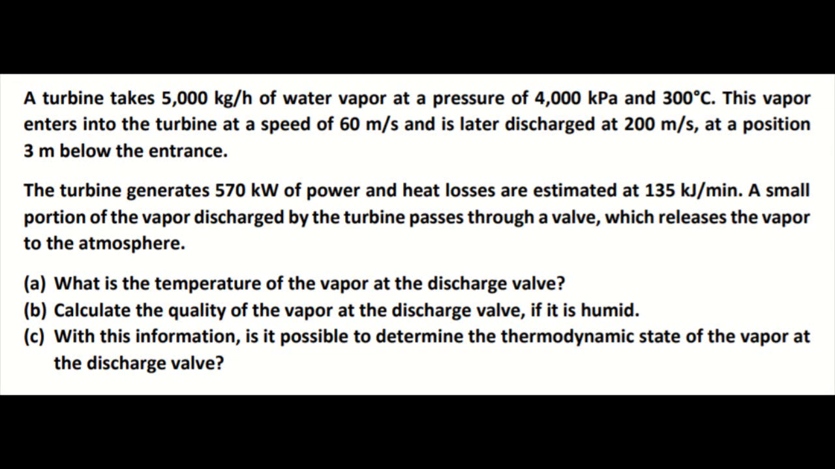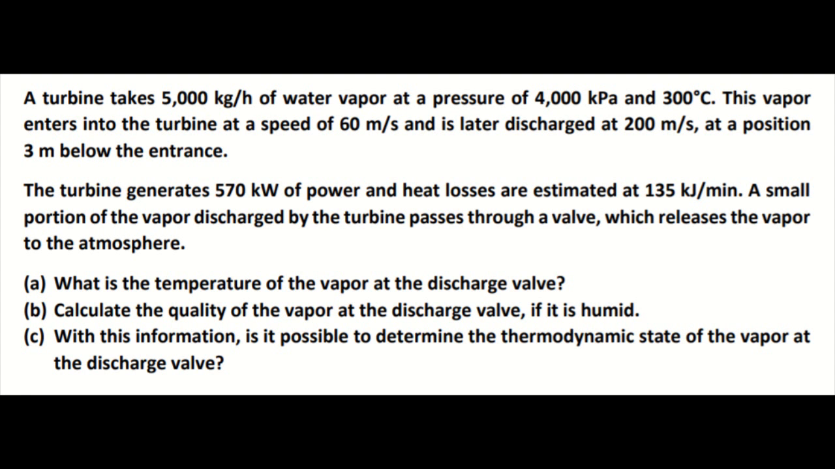All right, let's start this problem with the problem statement. A turbine takes 5,000 kilograms per hour of water vapor in at a pressure of 4,000 kilopascals and 300 degrees Celsius. This vapor enters into the turbine at a speed of 60 meters per second and is later discharged at 200 meters per second at a position 3 meters below the entrance. The turbine generates 570 kilowatts of power, and the heat losses are estimated at 135 kilojoules per minute.